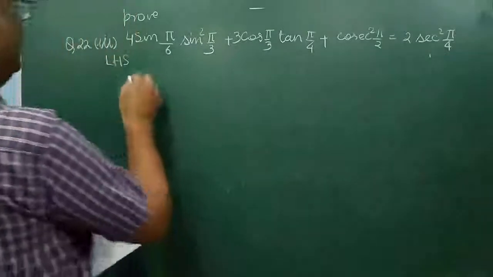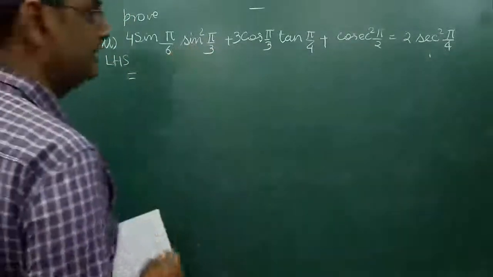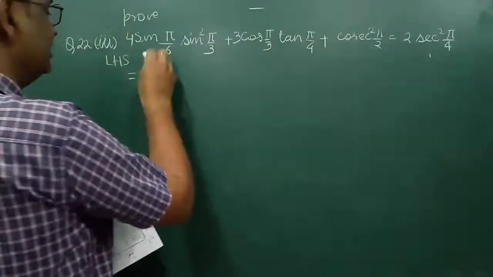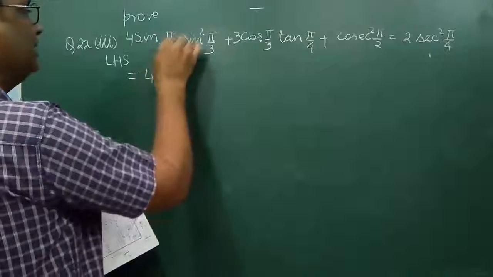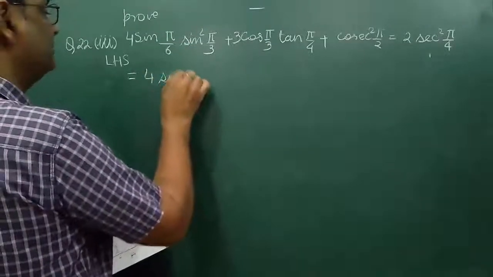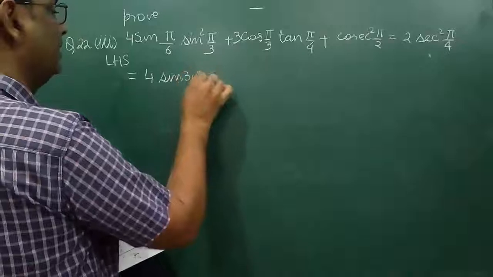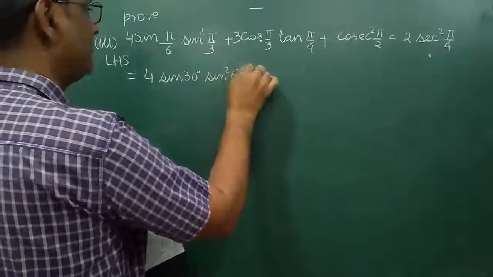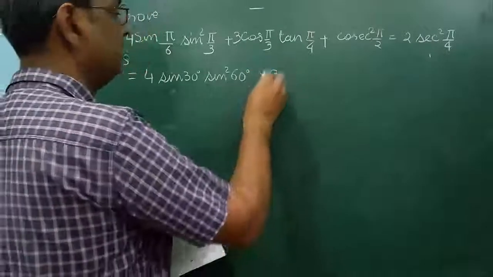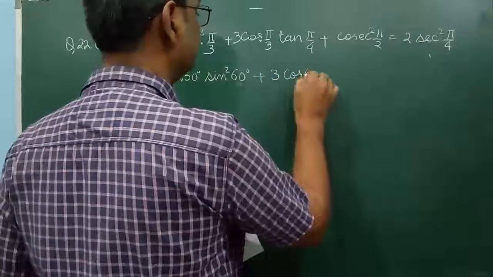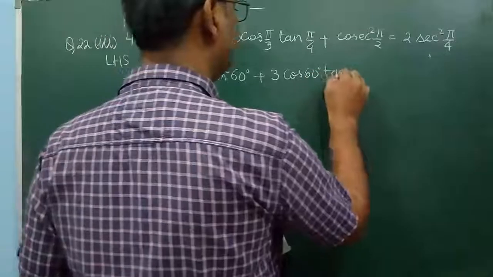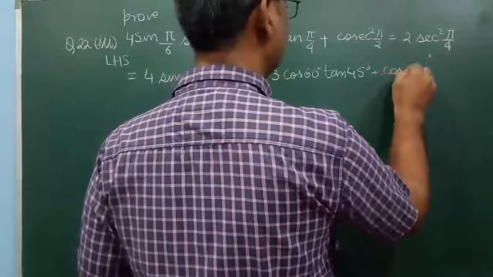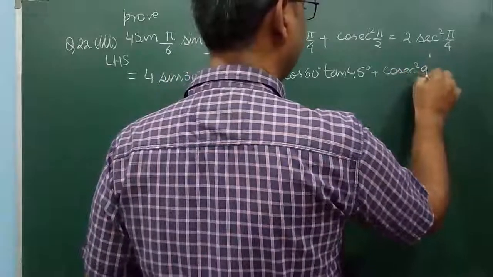Now, we have to prove that this is equal to this. So firstly, LHS. LHS is 4 sin square of pi by 6, pi by 6 means 30 degree, sin square 60 degree, plus 3 cos 60, tan 45, plus cosec square 90 degree.